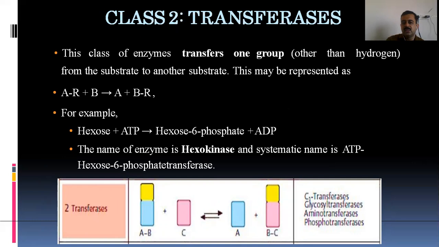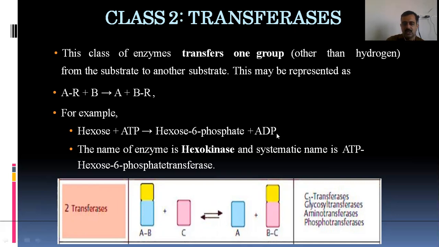Class 2, transferases. This class of enzymes transfers a group other than hydrogen. So this is a reaction wherein hydrogen is not involved in the transfer from one substrate to another. This may be represented as A-R plus B gives A plus B-R, so the R group gets transferred to B instead of A. For example, hexose plus ATP gives hexose 6-phosphate plus ADP. One phosphate is removed from ATP and transferred to hexose, so it becomes hexose 6-phosphate, and ATP becomes ADP.